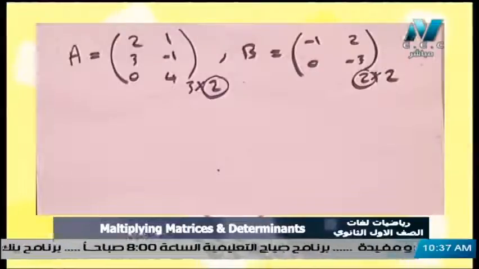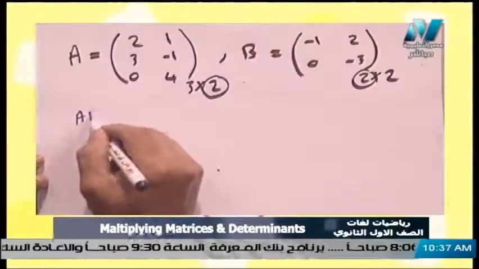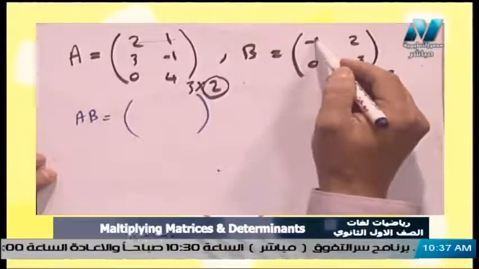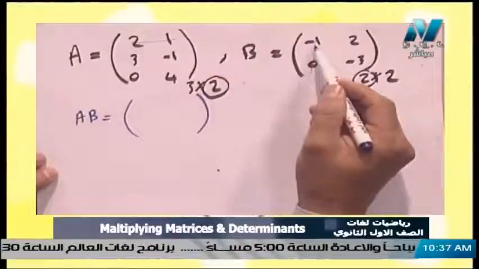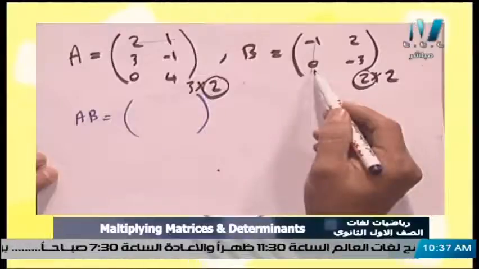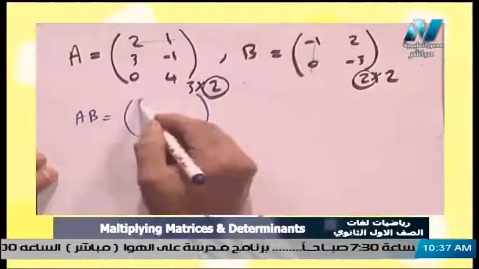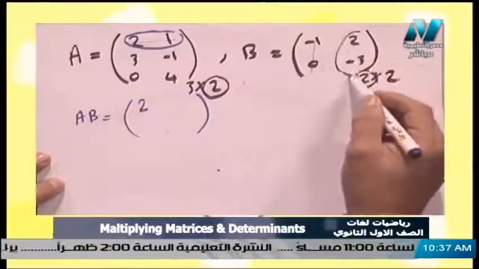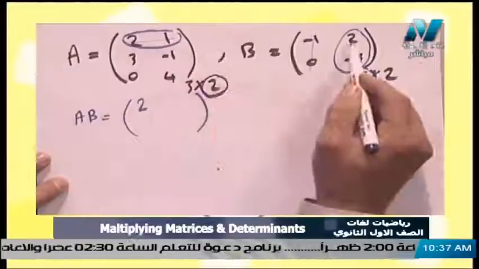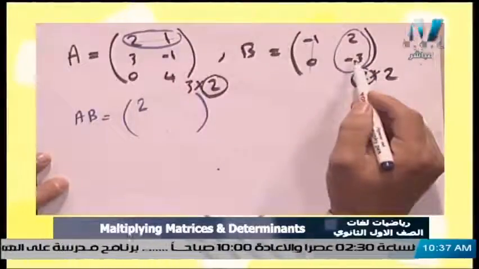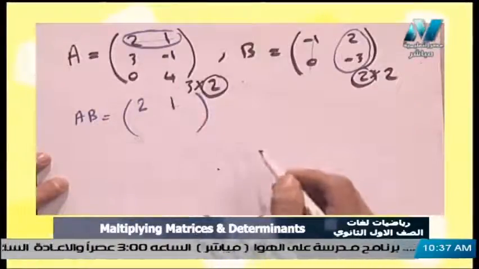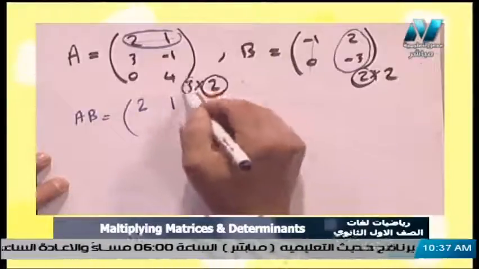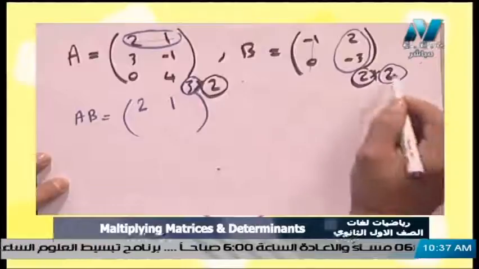To find the result of multiplying A by B, we just write AB equals. First you multiply 2 and 1 by negative 1 and 0. 2 multiplied by negative 1 equals negative 2, plus 1 multiplied by 0 equals 0. Negative 2 plus 0 equals negative 2. And we have also the same row multiplied by the second column. 2 times 2 equals 4, and 1 times negative 3 equals negative 3, so it's 1. And remember, my dear students, that the expected matrix will be 3 by 2, 3 rows and 2 columns.